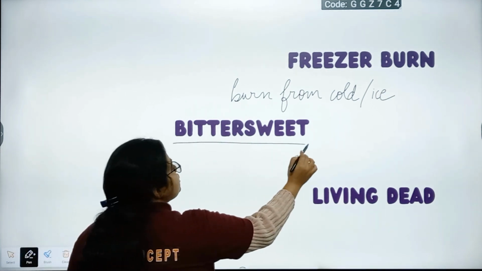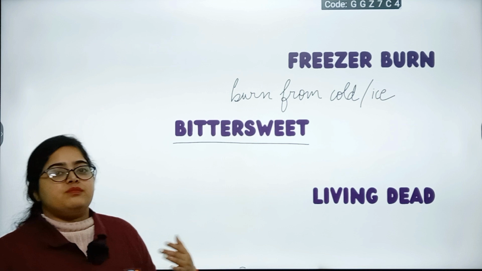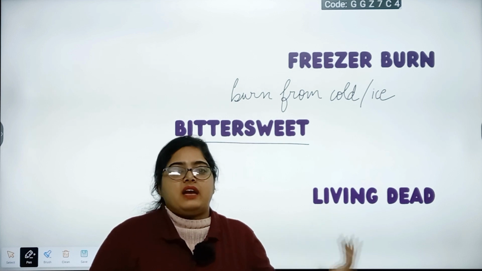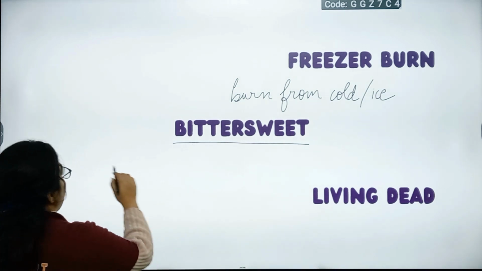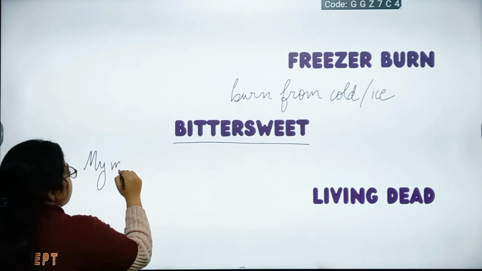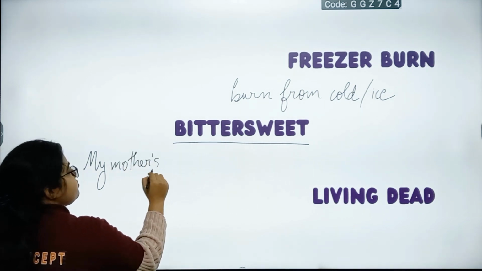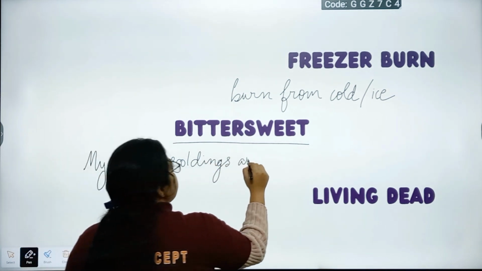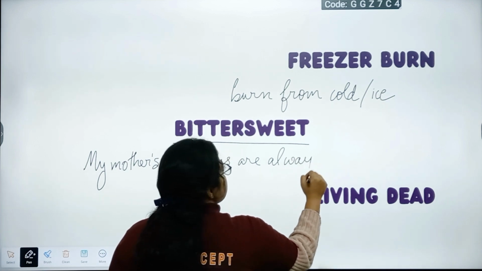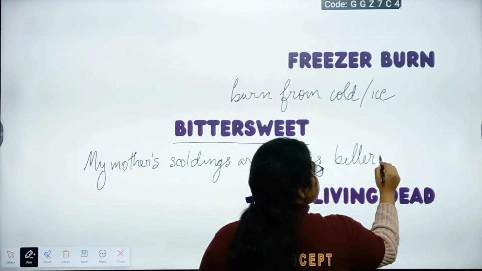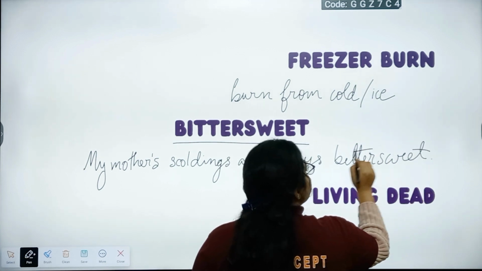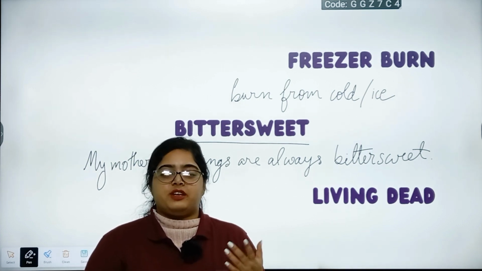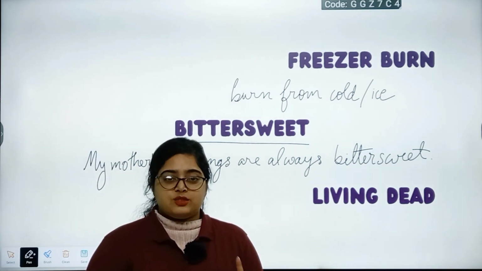Next, bittersweet. Now, what is bittersweet? That when something was bitter in the beginning, but now that thing is sweet to you. My mother's scoldings are always bittersweet. Why bittersweet? Because she is scolding you. Obviously, that is a negative thing. You're getting scolded. But even that scolding is a good memory for you, that oh, you're connecting to your mother in a different way. So that is known as bittersweet.